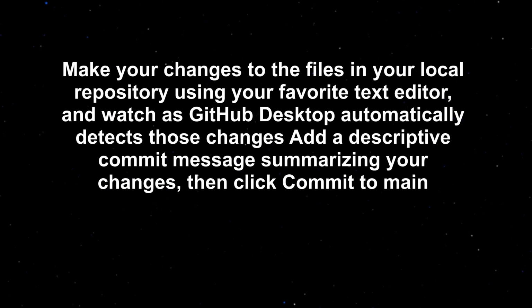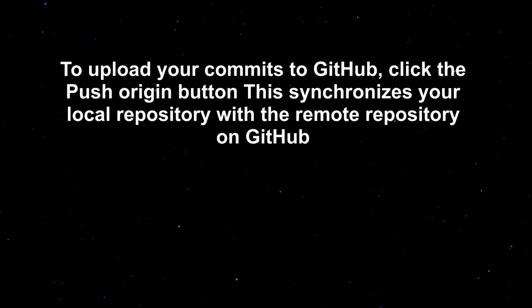Add a descriptive commit message summarizing your changes, then click Commit to Main. To upload your commits to GitHub, click the Push Origin button. This synchronizes your local repository with the remote repository on GitHub.